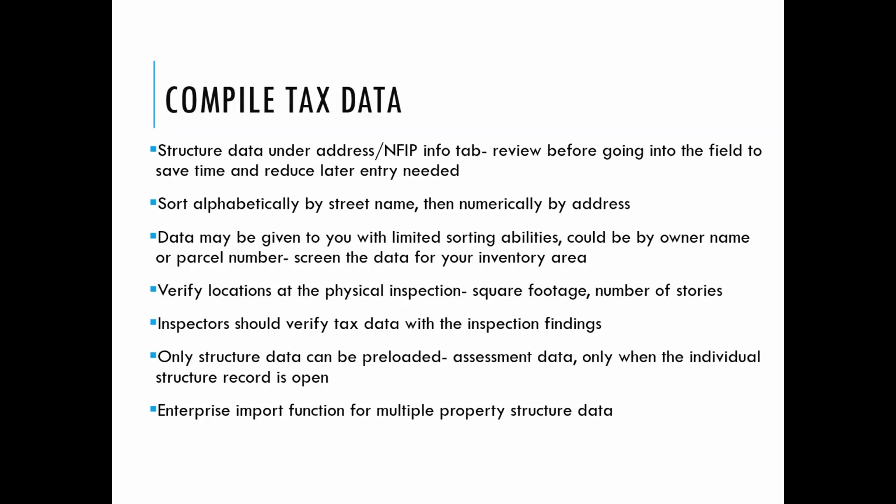So verify locations at the physical inspection, the square footage, the number of stories. And so that's the type of data that you could already have in there that's not likely to change unless someone did an addition or something like that. Making sure that the inspection findings verify the tax data. So if you have an inspection that says there's 2 stories, but it's a structure that has 1 story, there's definitely something wrong there.